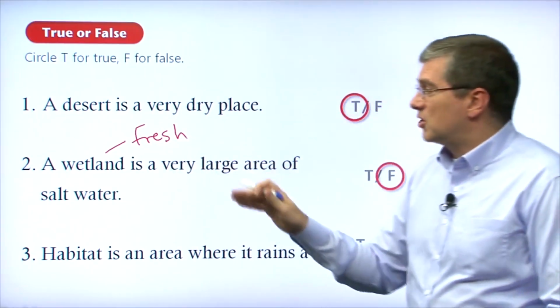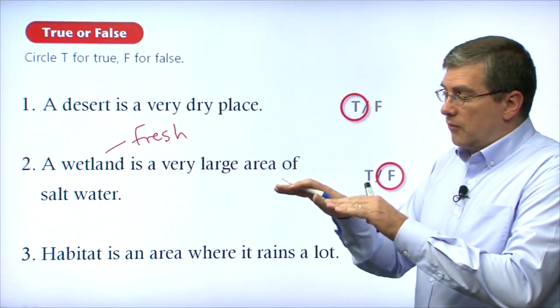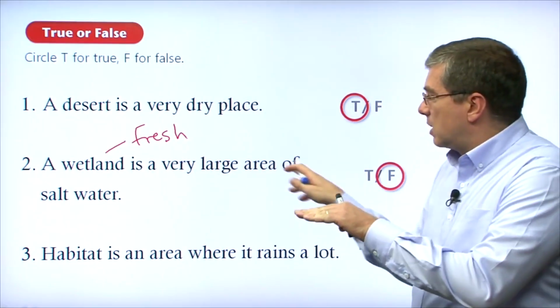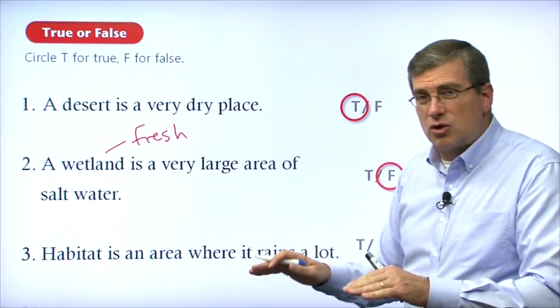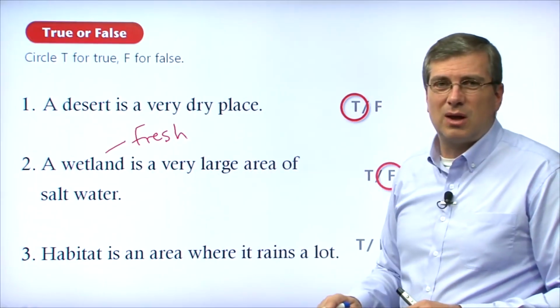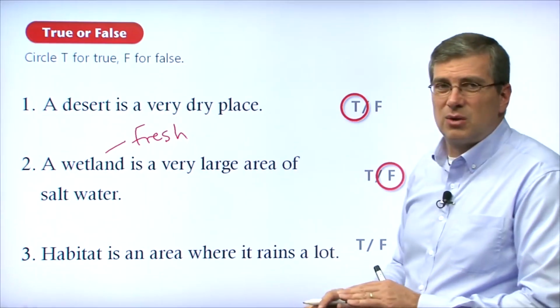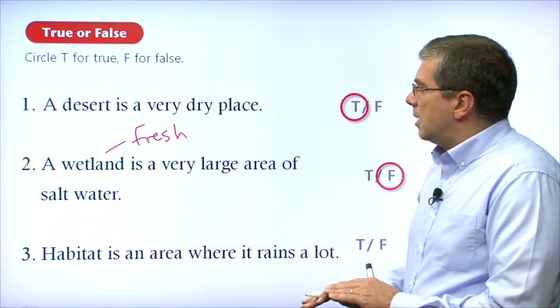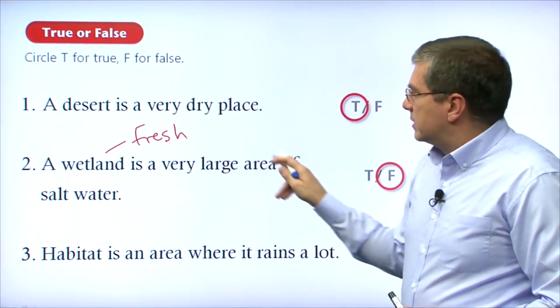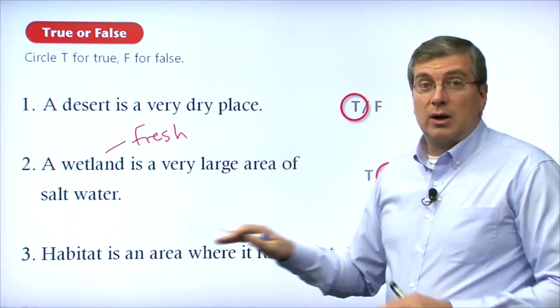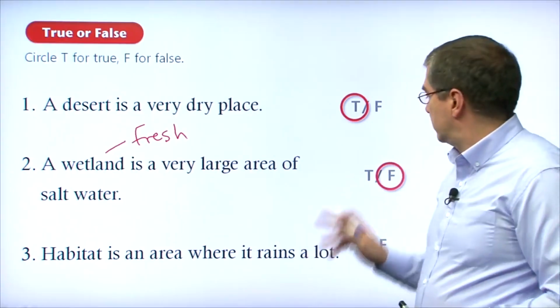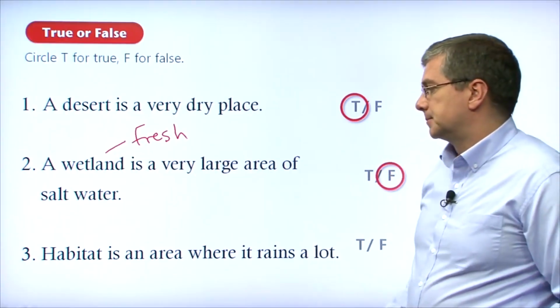And a wetland is a mixture of water and plants. It's not a very large area of salt water. That would be the ocean. And plants don't live very well in salt water. Seaweed does, but that's an exception. Usually plants don't live well in salt water. So a wetland is a very large area of fresh water and plants, vegetation. So this is false. It's not salt water.